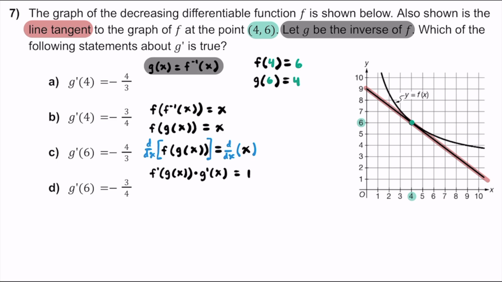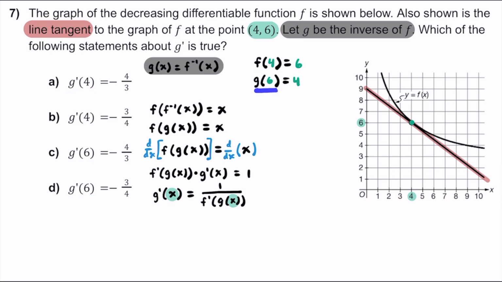Let's remember what we're being asked here. We're being asked about g prime. Notice how each of these answer choices has g prime of an x value. So let's see if we can get this g prime of x alone. Let's divide both sides by f prime of g of x so we can get it to the right side of the equation. If we do that, we get this equation right here. We got g prime of x alone, which is great because we have all these g prime of an x value over in our answer choices.